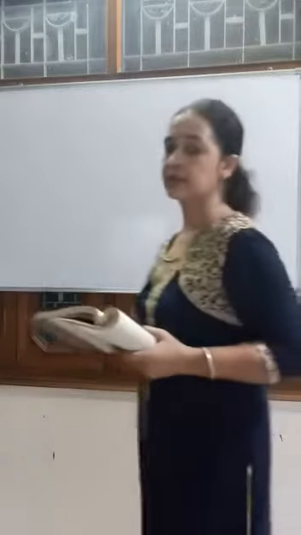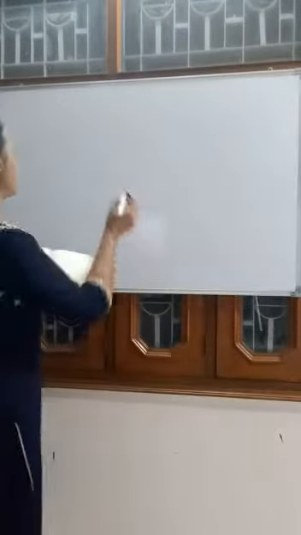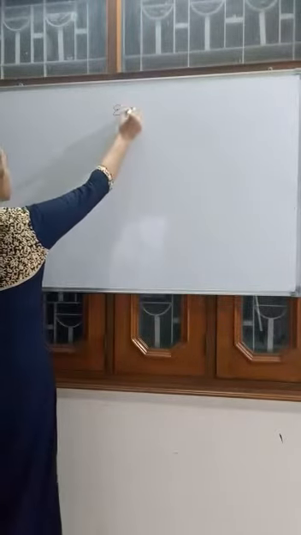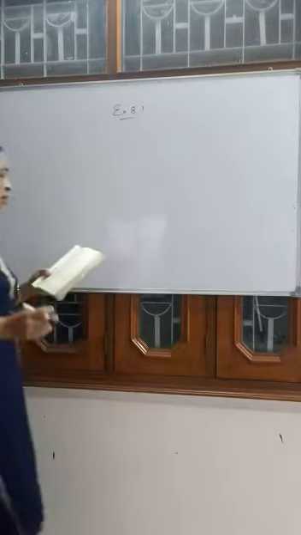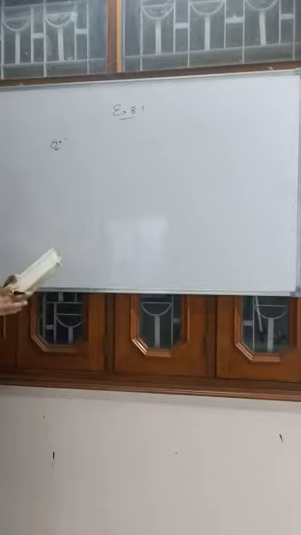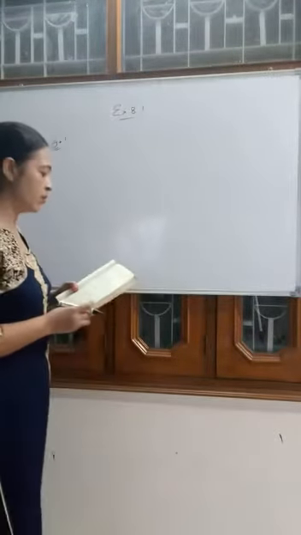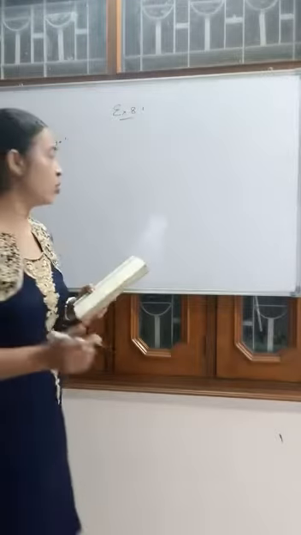Hello students, let's start exercise 8.1 of trigonometry. Exercise 8.1, question number 1. In triangle ABC, right angle at B. AB is given 24 cm, BC is 7 cm. Find the value of sin A and cos A.